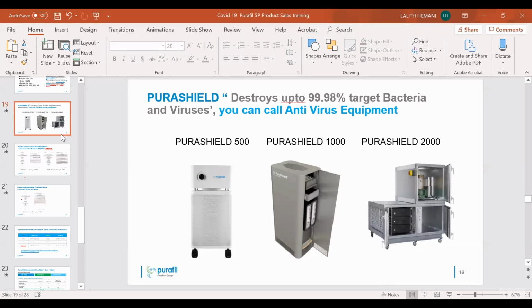What is the time taken for PuraShield to kill a virus in a given place? We have tested this within 1 hour. It was giving 99% because we tested in a room. Whatever time we have taken, practically, we have to write the same thing in the report. We installed this equipment in a room of 1,000 cubic feet, PuraShield 500. We have a third-party test also.